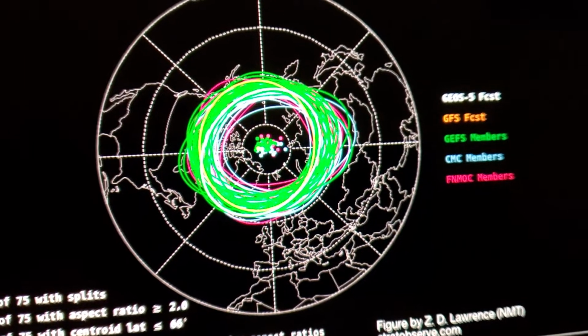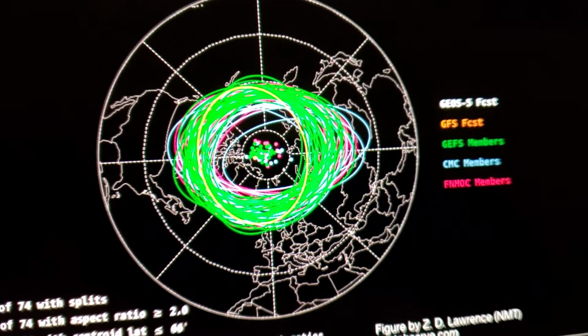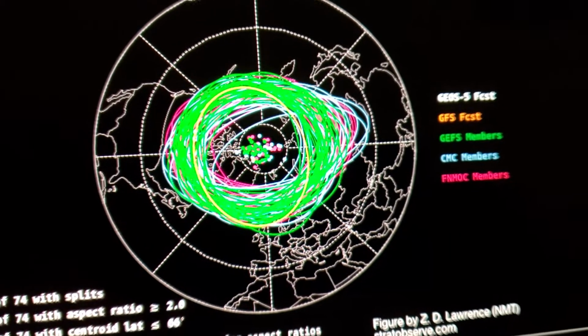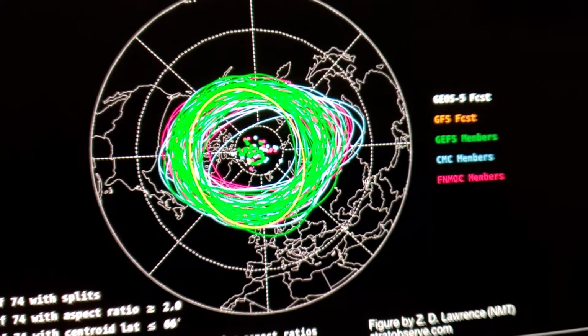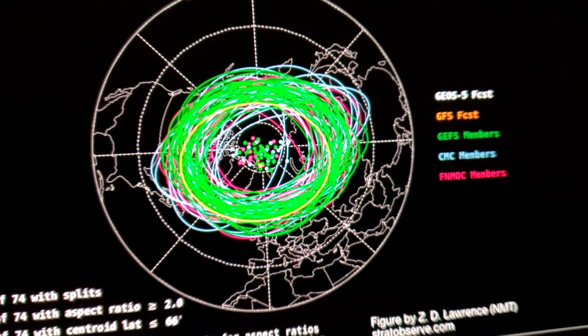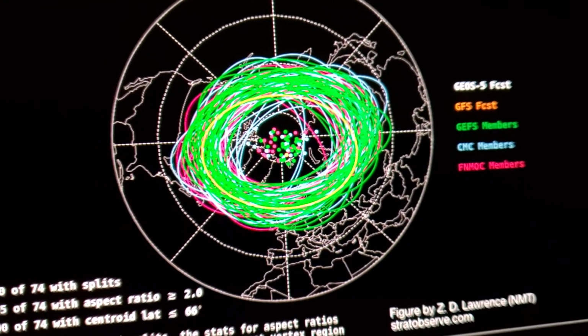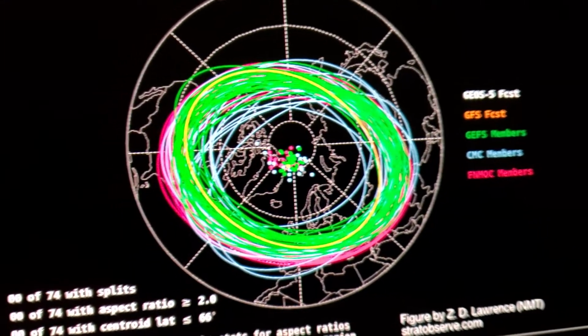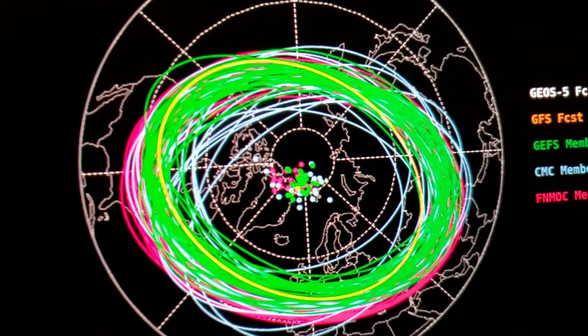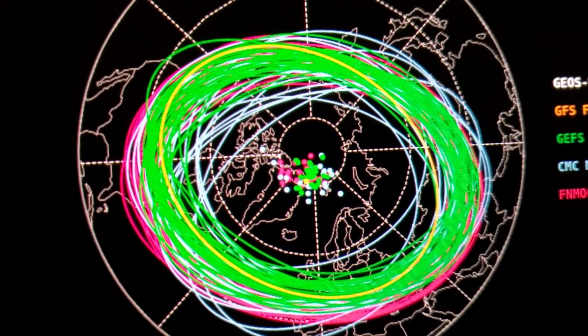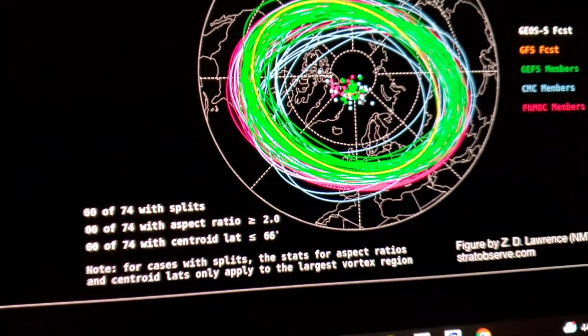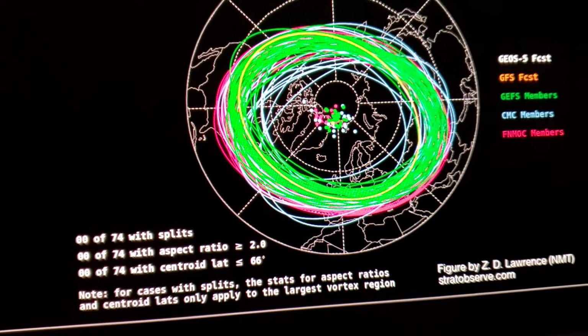Hey, watch that 50 HPA level just progress. So here's the 17th. There's 10 HPA.